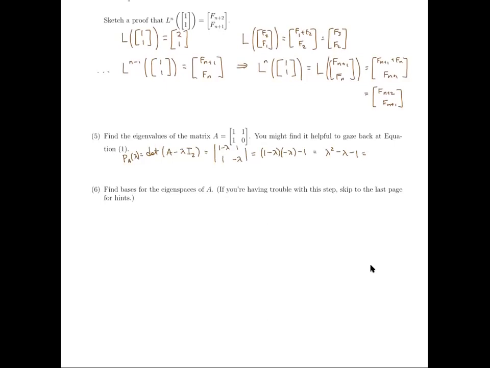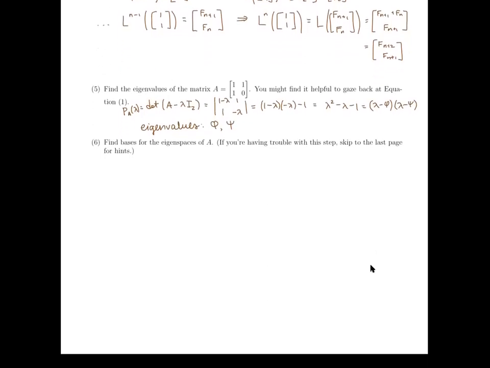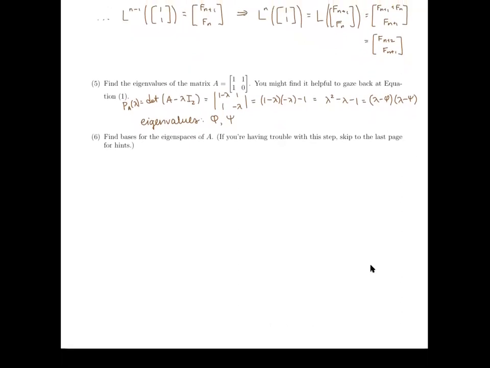So this is lambda minus phi, lambda minus c, and that tells us that our eigenvalues are phi and c. Oops, of course, draw lambda instead of c. There we go. All right, so now if we want to find a basis for the eigenspace, this is where that row reduction comes in. So let's see how this looks. Let's do lambda equals phi first.